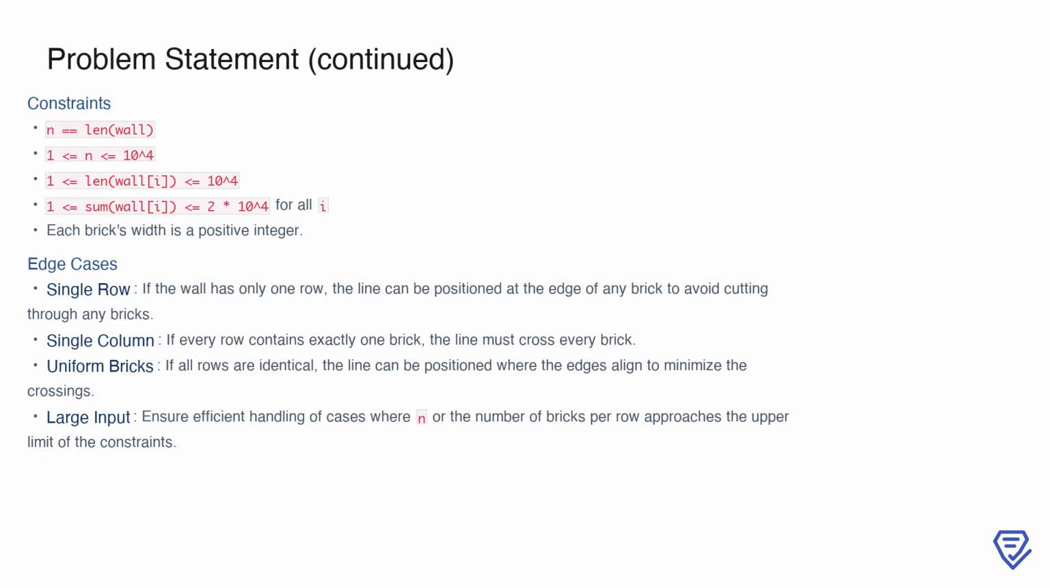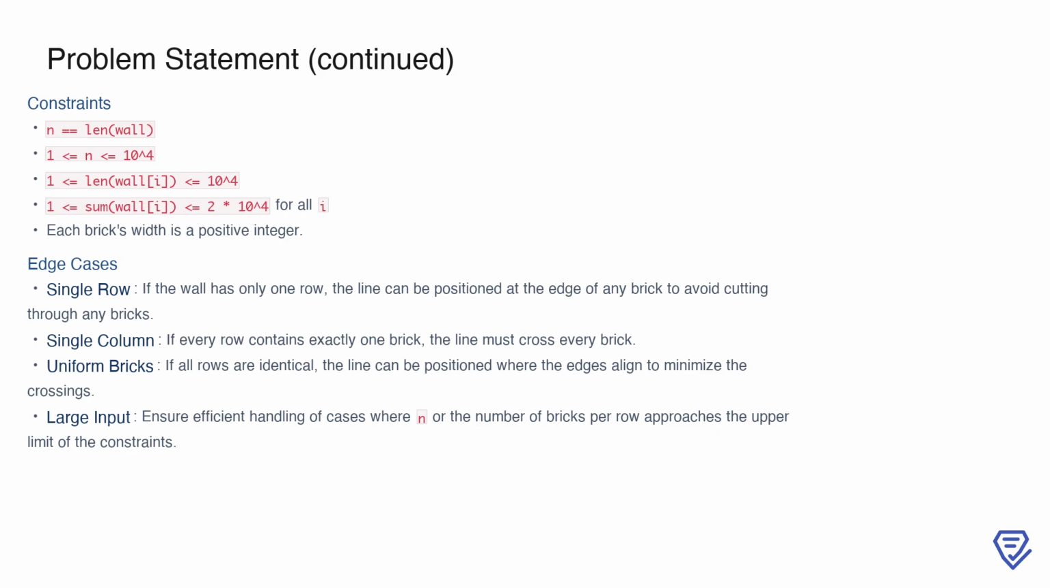The problem also comes with some constraints that guide its implementation. The wall can have up to 10,000 rows, and each row can contain up to 10,000 bricks. The total width of the bricks in a row is limited to 20,000. Each brick's width is guaranteed to be a positive integer. These constraints highlight the importance of designing an efficient solution that can handle large inputs.